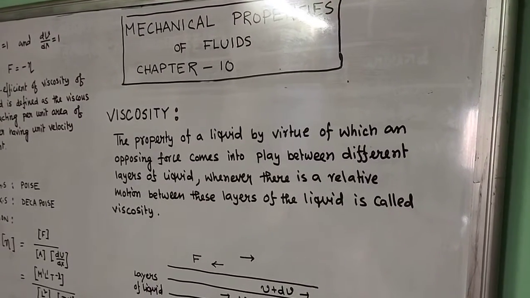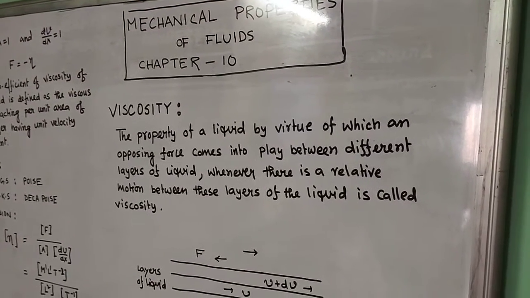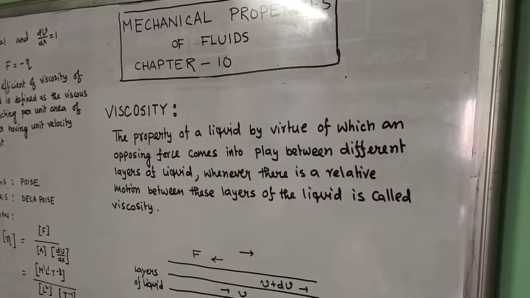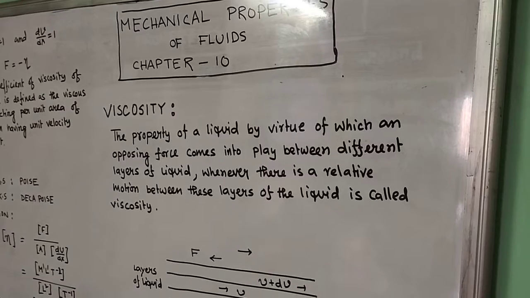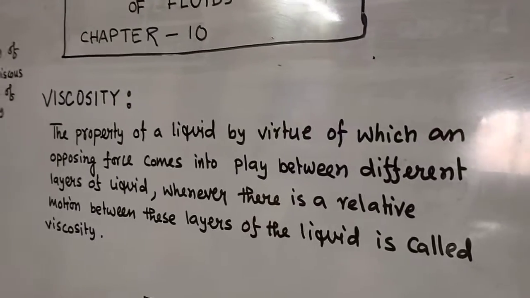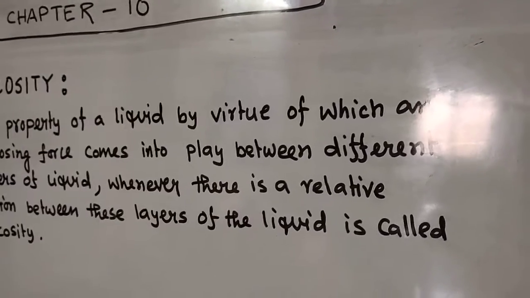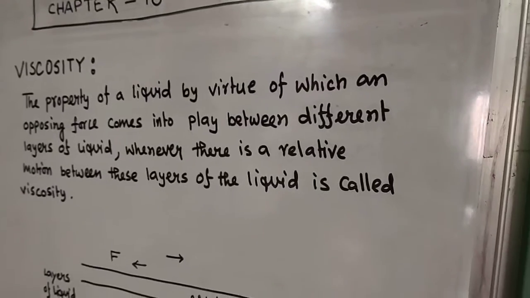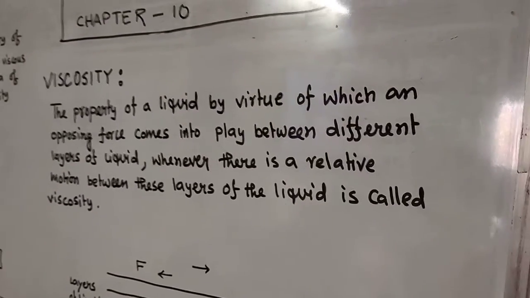Now, in solids, there is friction. That frictional force can be compared to viscosity in liquids or in fluids. Friction is nothing but an opposing force. Here, viscosity or viscous force is also a kind of opposing force, which opposes the motion of the fluid.